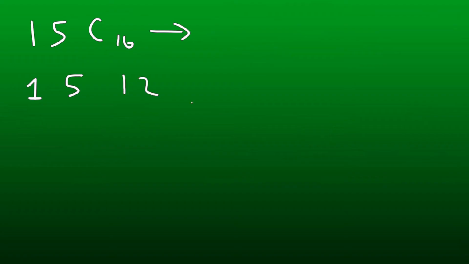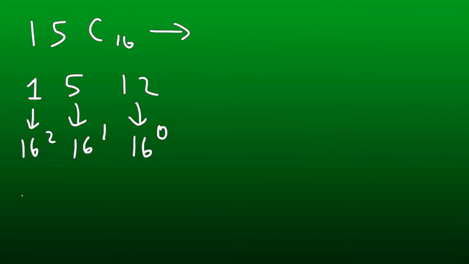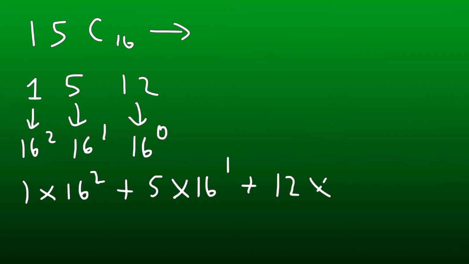Now let's talk about how we can convert a hexadecimal number into a decimal number. Now the first thing we're going to do is change C. Recall that A corresponds to 10, B corresponds to 11, and C corresponds to 12. So the first number we're going to multiply by a power of 16. So the first one is going to be 16 to the 0, and the second number we're going to multiply by 16 to the first, and the last one by 16 squared. So it's 1 times 16 squared plus 5 times 16 to the first power plus 12 times 16 to the 0 power.